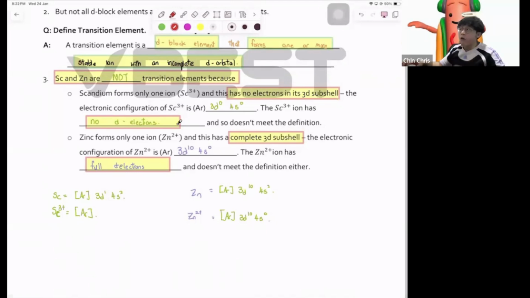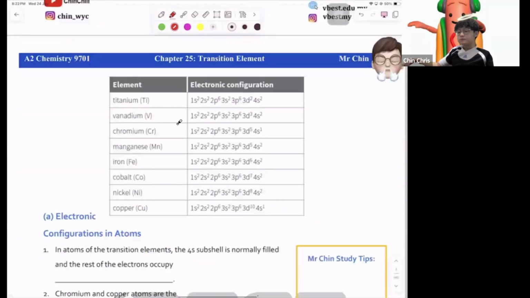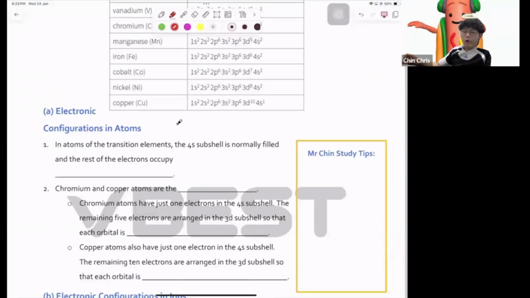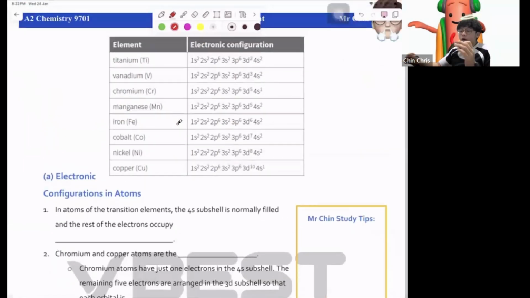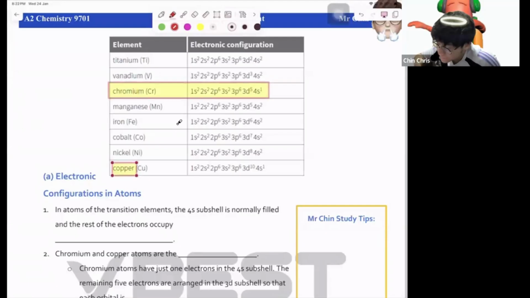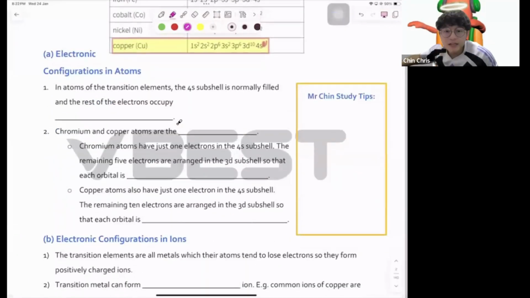Done? Alright guys, right now let's look at the electronic configuration. The only exceptions that we have are chromium and copper. Why? We have 4s1 and 4s1. Just chromium and copper are special. That's it.